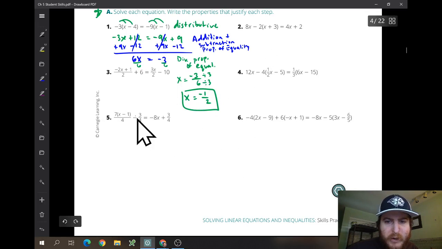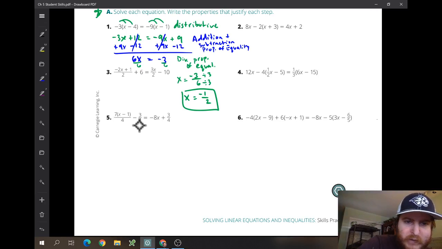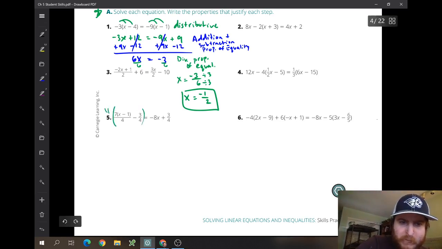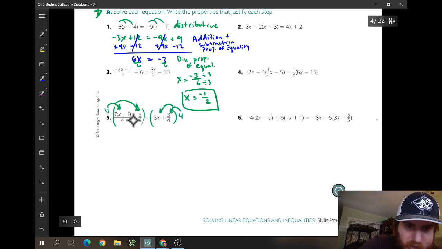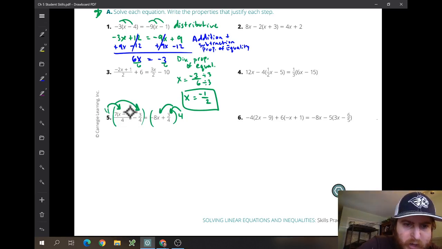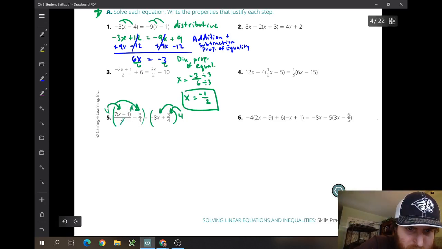I know number 5 is a little intimidating, and even number 6 is a little intimidating, but just do your best. What you want to think about is, if I'm multiplying by 4 and multiplying by 4, you're going to multiply this 4 here and the 4 here, and then the 4 here and the 4 here. So it's everywhere you see a subtraction or an adding like that, but it only multiplies to this whole fraction once. When I multiply by 4 on this side, we're trying to cancel out that fraction, so I'm going to get left with 7 times x minus 1.